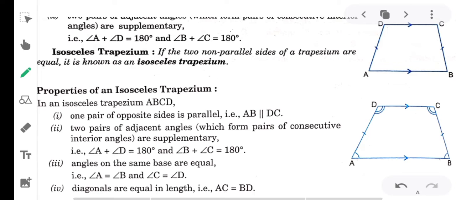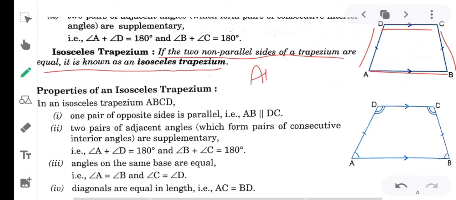Next, isosceles trapezium. If the two non-parallel sides of a trapezium are equal, then it is known as isosceles trapezium. So one pair of opposite sides are parallel, that means AB parallel to DC, and two non-parallel sides, that means AD and BC. If AD equal to BC in a trapezium, then it is called an isosceles trapezium.